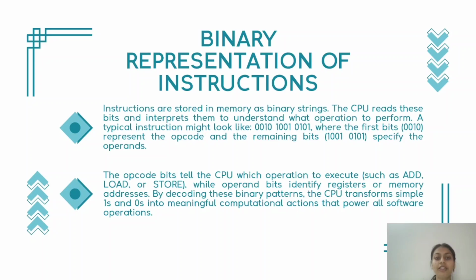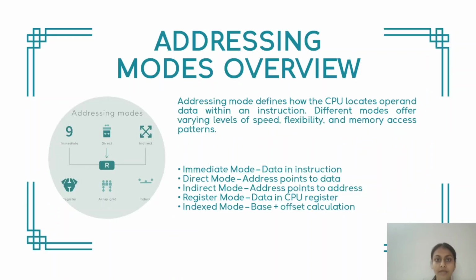Binary representation of instructions. Instructions are stored in memory as binary strings. The CPU reads these bits and interprets them to understand what operation to perform. A typical instruction might look like this, where the first bits represent the opcode and the remaining bits specify the operands. The opcode bits tell the CPU which operation to execute, while operand bits identify registers or memory addresses. By decoding this binary pattern, the CPU transforms simple 1s and 0s into meaningful computational action that powers all software operations.